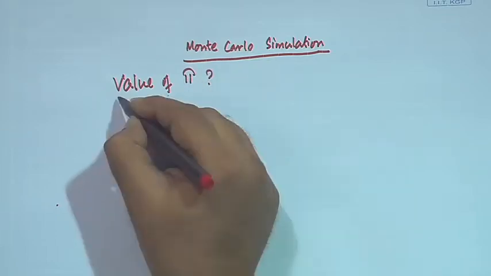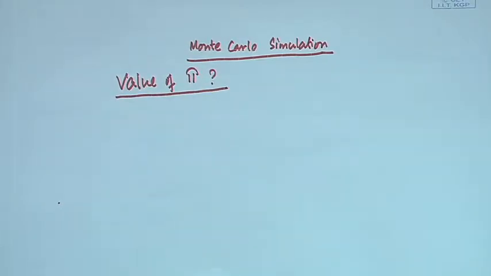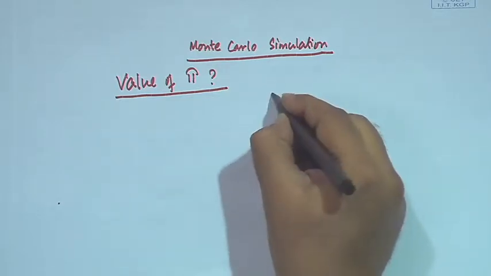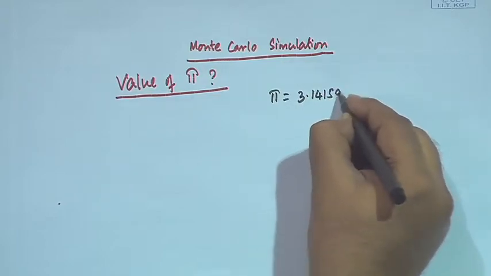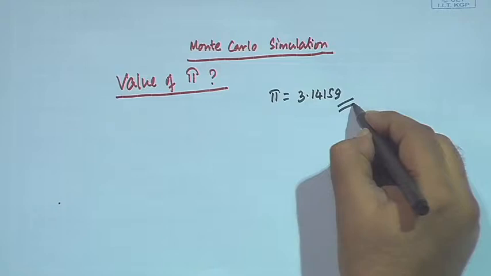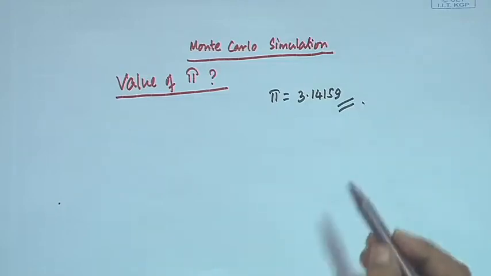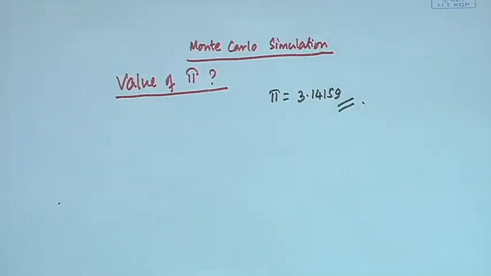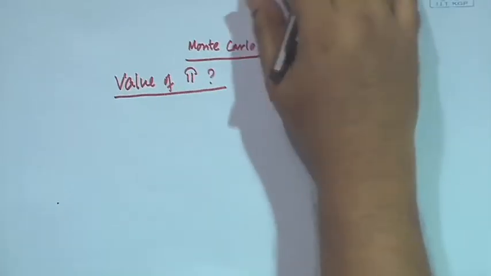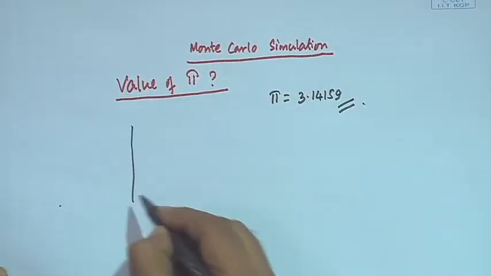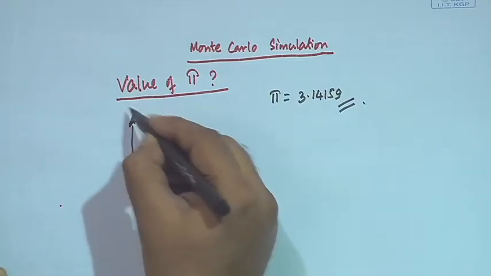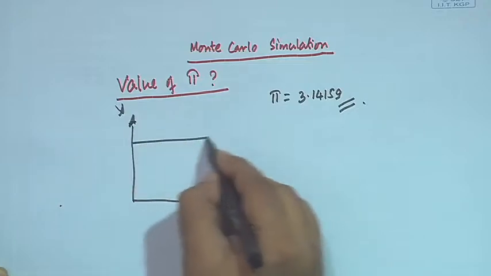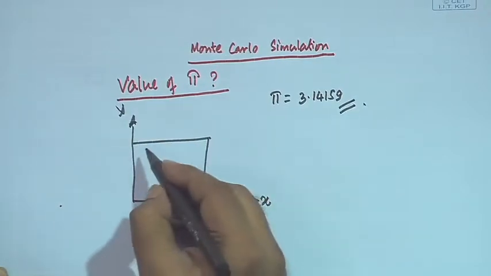How do you estimate the value of pi, right? Everyone has told you that the value of pi is something like 3.14159 approximately. So, this value you know, but suppose you are told to estimate this value. You see, a very interesting method can be constructed, where supposing this is the x direction and this is the y direction, and we have what is known as a unit square.